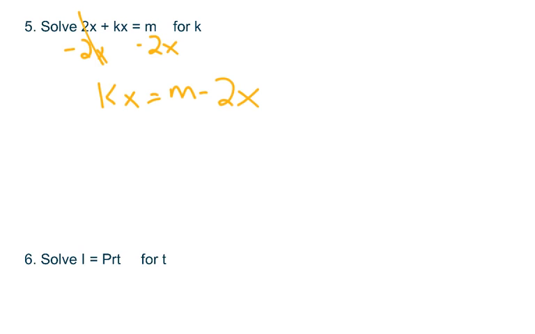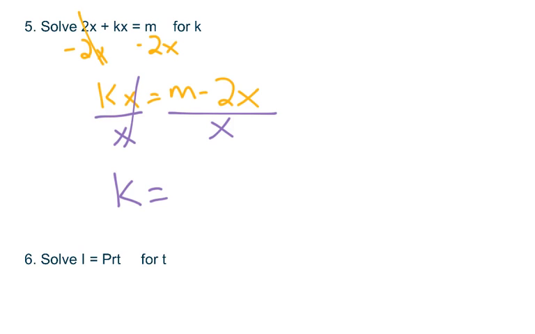I don't know what m is, I don't know what x is, but I know it's going to be m minus 2x. Okay, so now I've got k almost by itself. I've got to get rid of this x. This is k times x. To undo multiplying, we need to divide. So I'm going to divide by x. Divide that by x as well, because those will cancel and I'm left with k.